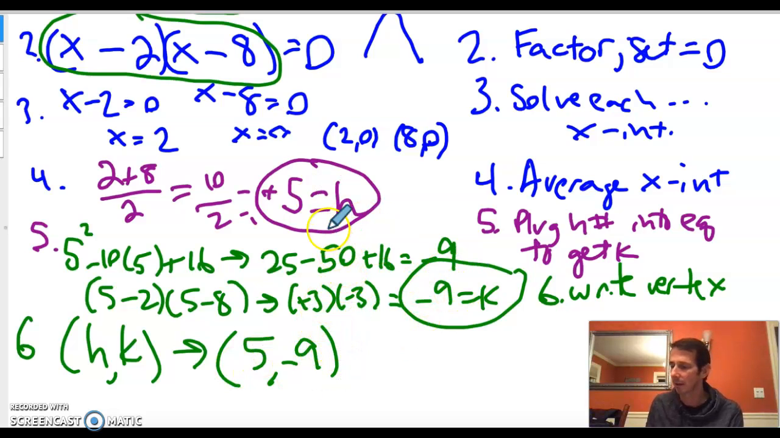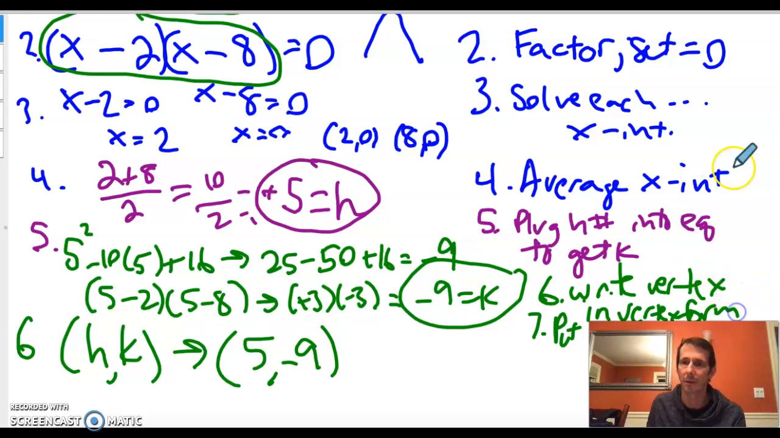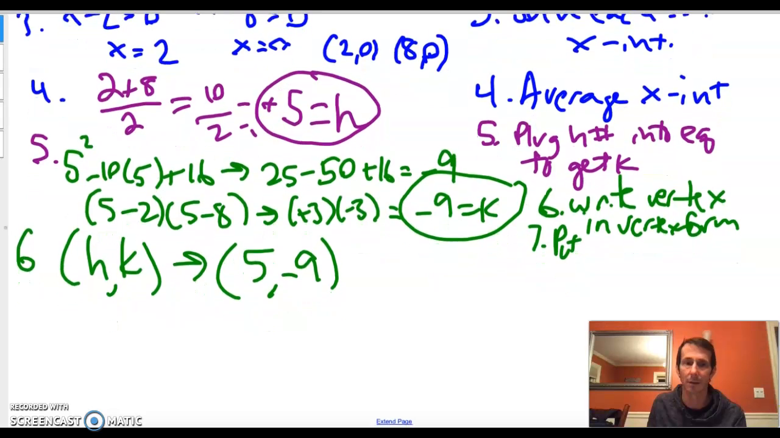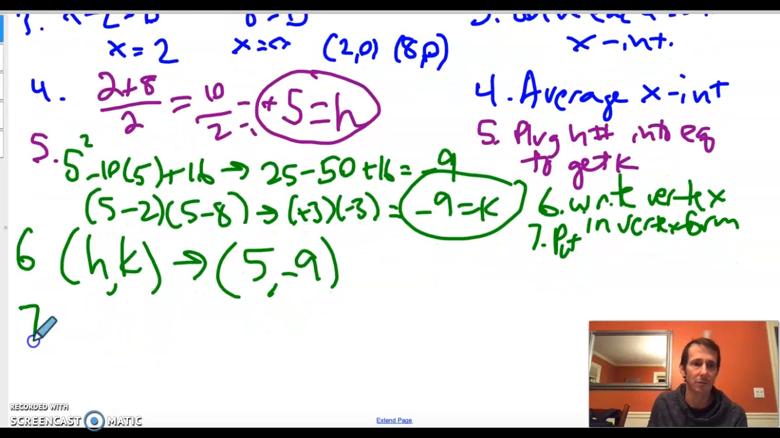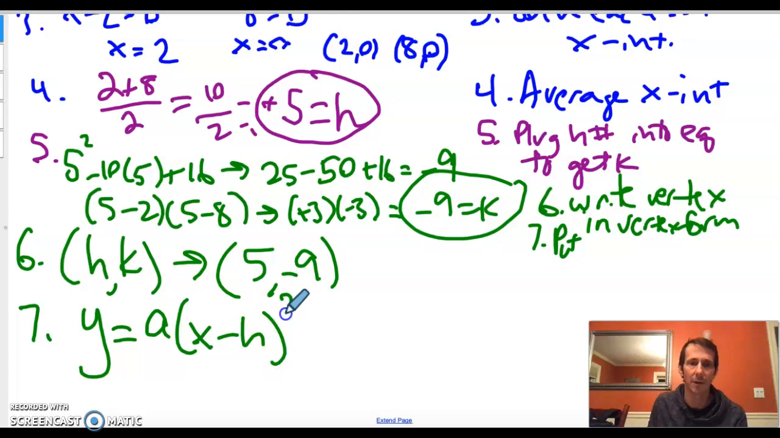That's it. And then the last step, step number 7, is put it in vertex or graphing form. I call it vertex form. I think the Desmos activity called it graphing form. They're the same thing. And so I'm going to write that down for you. Generically, graphing form is y equals a(x minus h) squared, that's why I know it's a quadratic, plus k.